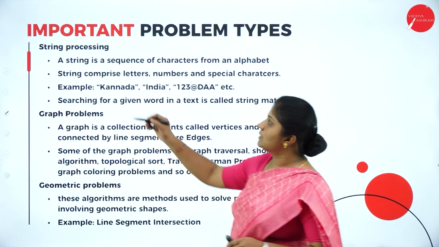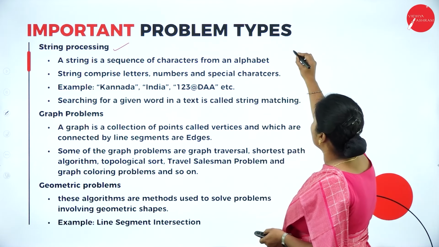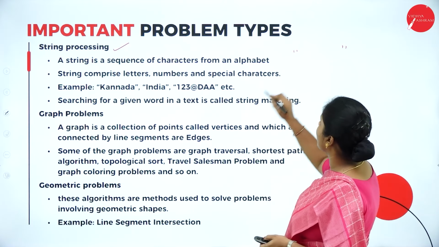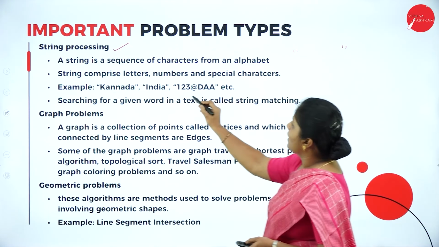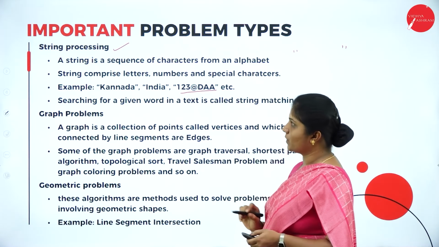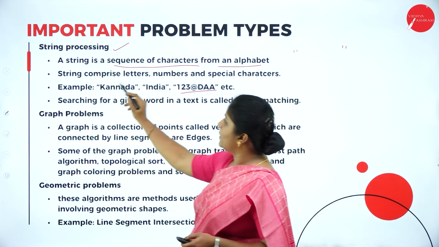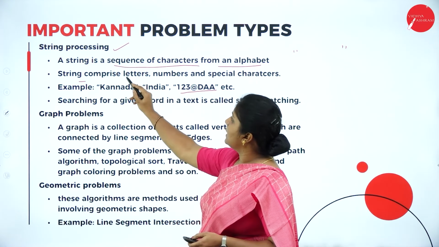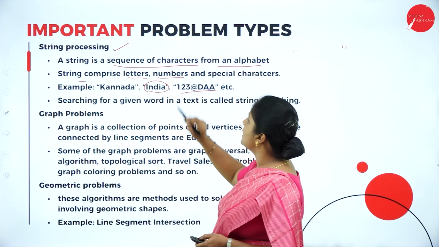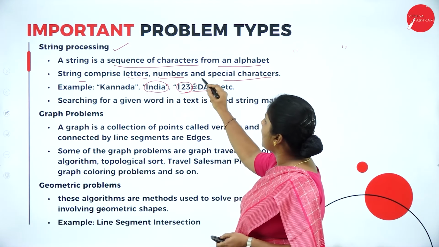Next, we will move on to string processing. So what do we mean by string? The word which we write within double quotes. Example: "C123@DAA". So this is my string. It's a sequence of characters from an alphabet. A string contains letters, or it can contain numbers like 1, 2, 3, and special characters like the @ symbol.